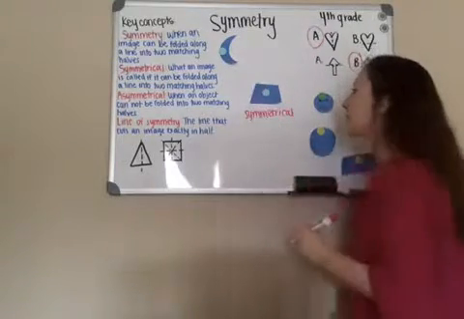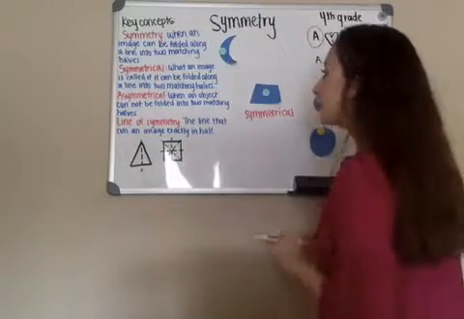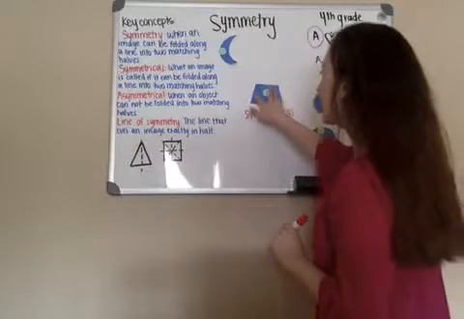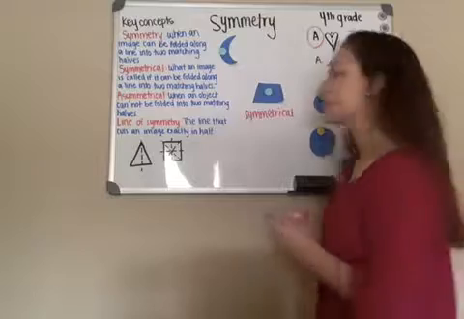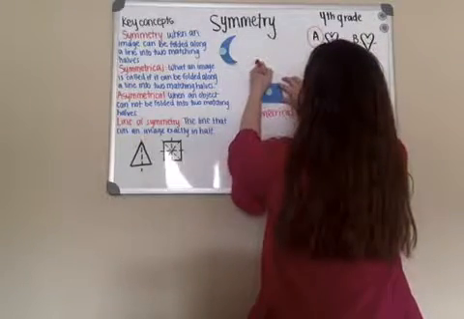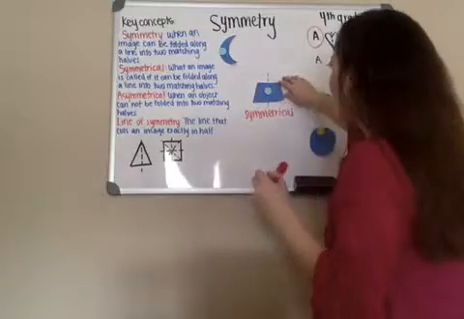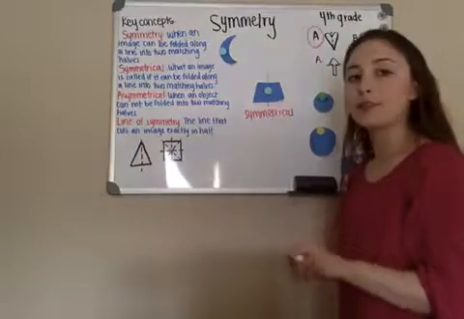And can anyone tell me why it's symmetrical? It's symmetrical because it can be folded along a line into two matching halves. Can anyone tell me where the line of symmetry is on this image? All right, it's right in the middle. So if we folded this image right on that line, we would find two halves that are exactly the same.